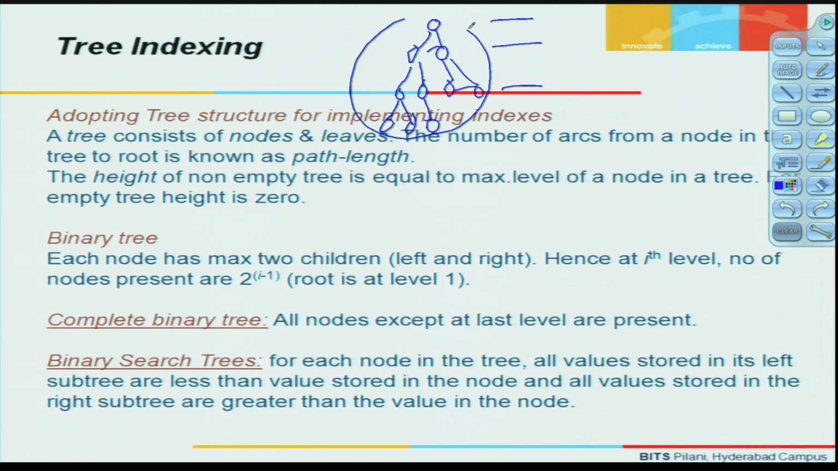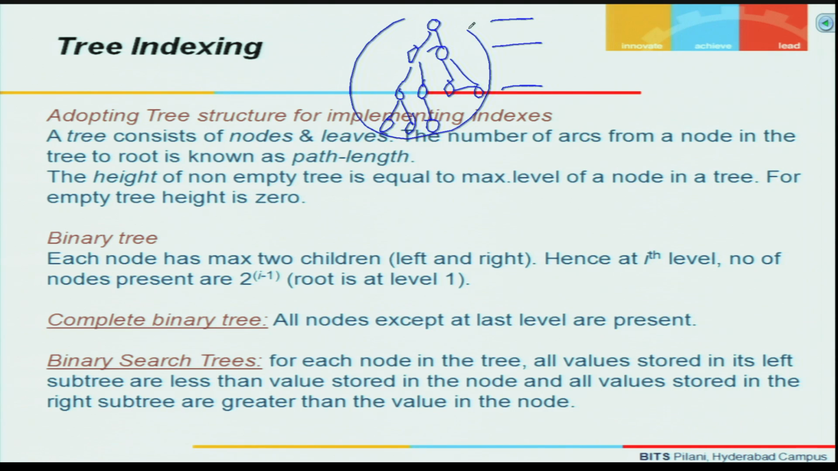Binary search trees: for each node in the tree, all values stored in its left subtree are less than the value stored in the node, and all values stored in the right subtree are greater than the value stored in the node. For example, if I have a key value 78 here, then all values in the left subtree will be less than 78, and all values in the right subtree will be greater than 78. This is called a binary search tree.